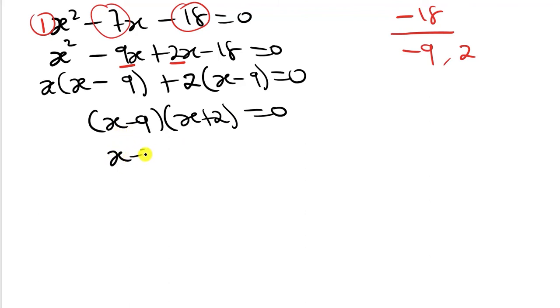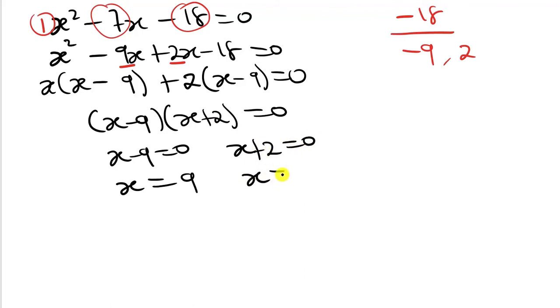So x minus 9 is equal to 0. This is going to give us x to be equal to positive 9. And then the other one, we are going to have our x plus 2 being equal to 0. And we are going to get our x to be equal to negative 2.